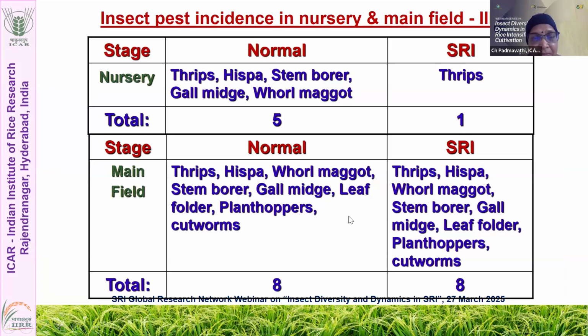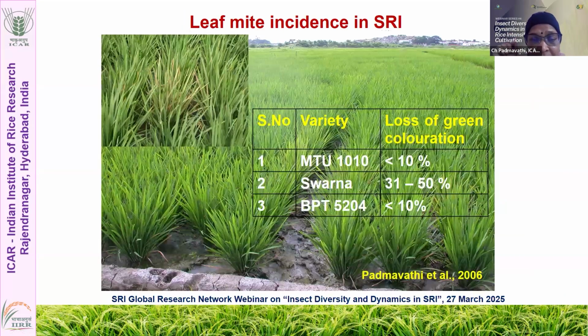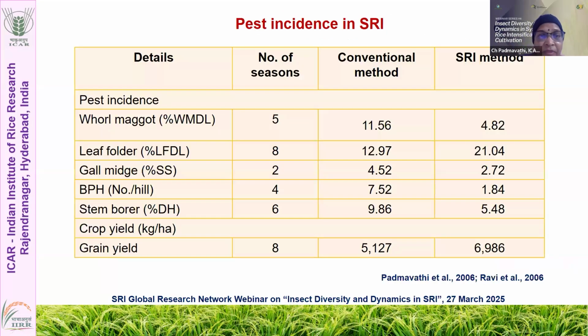With respect to the pests in normal and SRI in the main field, almost the same number of pests were observed. In addition, we observed a leaf mite infestation, that too in the Swarna variety, not in the other 2 varieties. In Swarna we observed a very heavy infestation of leaf mite, which we thought we should be cautious about, particularly under SRI. Coming to the other pests, you can see the whorl maggot, gall midge, BPH and stem borer damage were all low in SRI as compared to the conventional method, except leaf folder, which is high in SRI as compared to the conventional method.